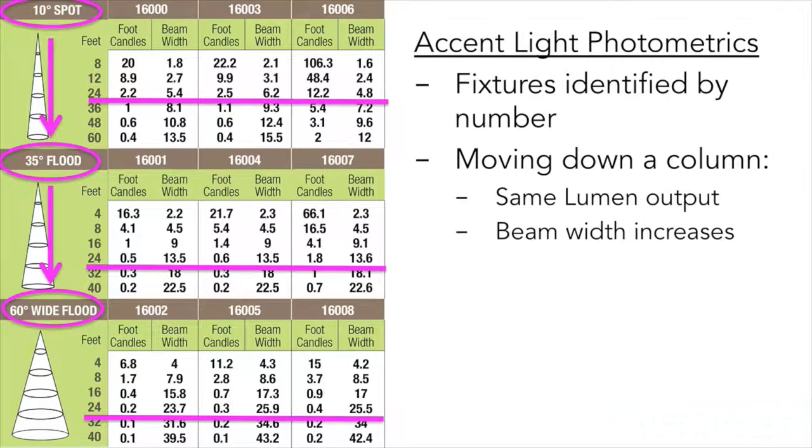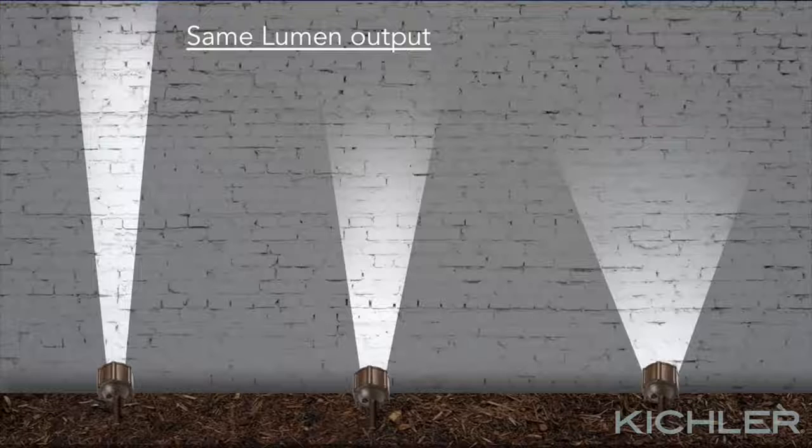So, at 24 feet from the fixture, the beam width of a 10-degree 180 lumen fixture is 6.2 feet. The beam width of a 35-degree 180 lumen fixture is 13.5 feet, and the beam width of a 60-degree 180 lumen fixture is 25.9 feet.